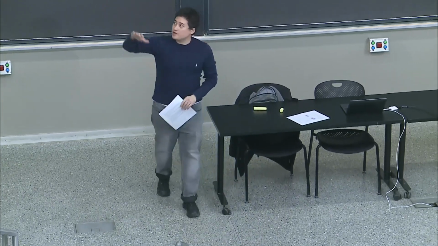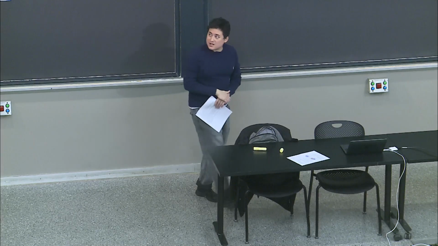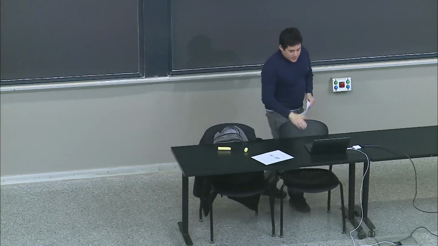And then Bellman-Ford essentially duplicates our graph so that each node corresponds to reaching a vertex using at most a certain number of edges. And then that duplicated graph is a DAG, and we can run DAG relaxation. So that's the basic idea of all these algorithms.